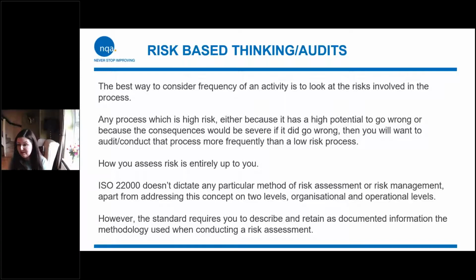And just to mention that the 22000 standard doesn't give you a specific method on how to risk assess your management system. It does specify that you should look at organisational and operational risks. So your organisational risks might be things out of your control, like weather, pandemics. Your operational risks may be your food safety hazards. They will come under operational risks. However, the standard does require you to document the decision-making process when you're doing your risk assessment.